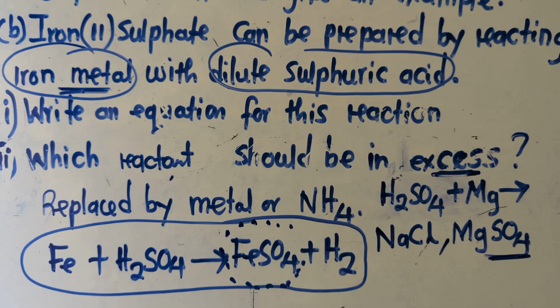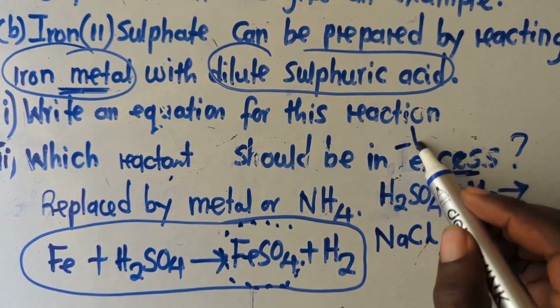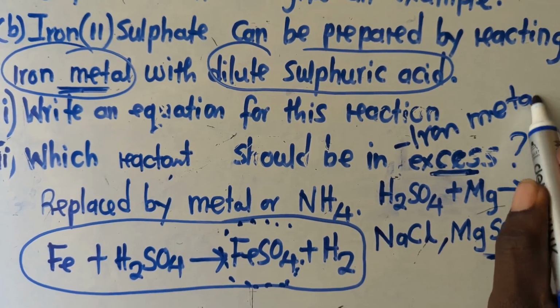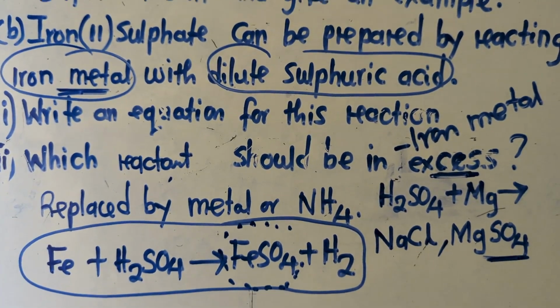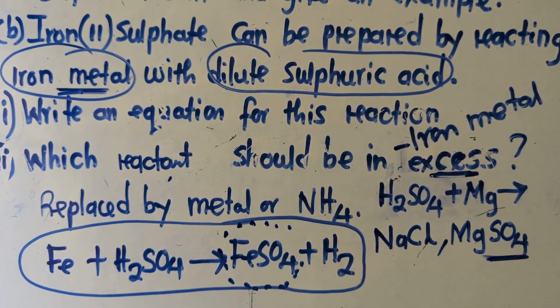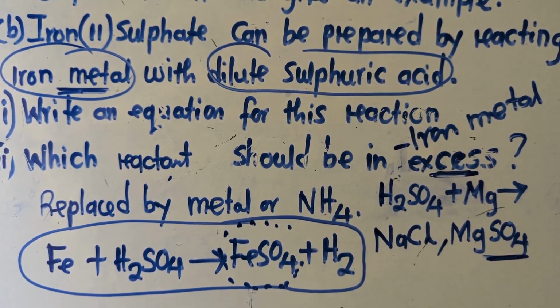What are we getting? Excess metal. In other words, the metal should be in excess. So the answer to this is what? Iron metal. So you just say iron metal. That is the reactant that should be in excess. The equation is this one. So this is what I wanted to share with you.